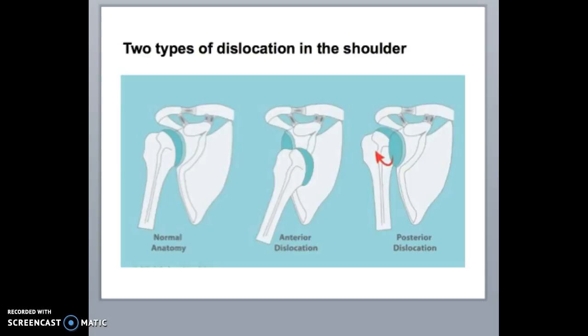So, 2 types of dislocations in the shoulder. On the left is a normal anatomy of the shoulder, and the middle picture is an anterior dislocation. It is the most common dislocation. It is when the humerus slides forward. The second type of shoulder dislocation is called the posterior dislocation. The posterior dislocation is rare, and it is when the humerus slides back.